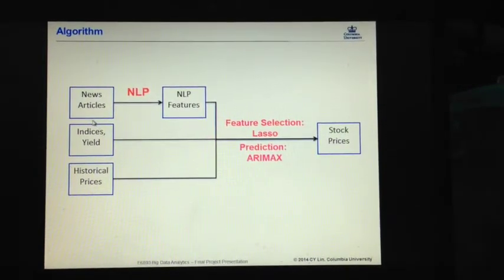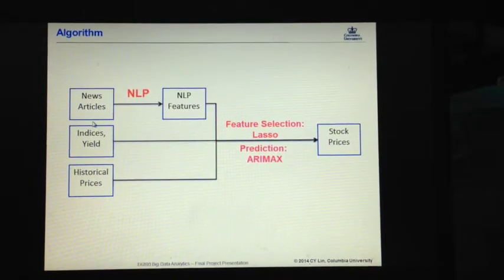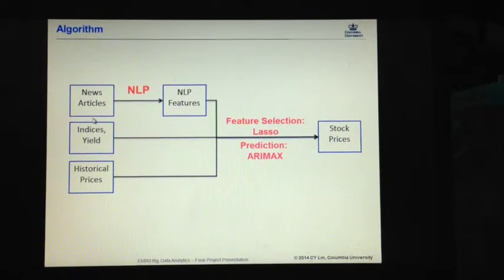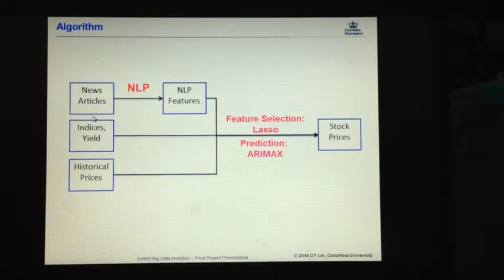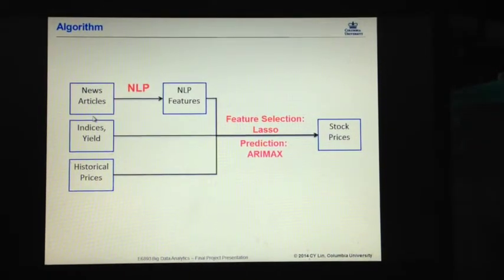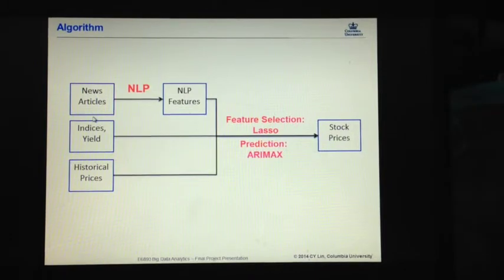And then we have index, yield, and historical prices of the company. Since we have so many features, we are going to use Lasso for feature selection. And our prediction model is based on the time series model ARIMA to predict the stock prices.